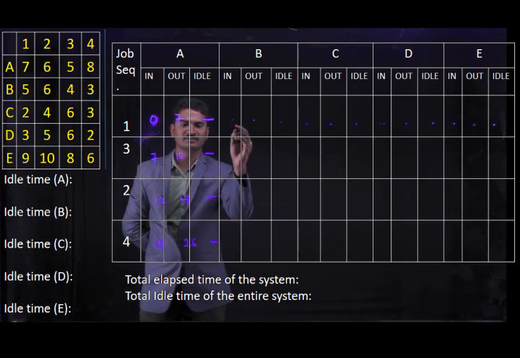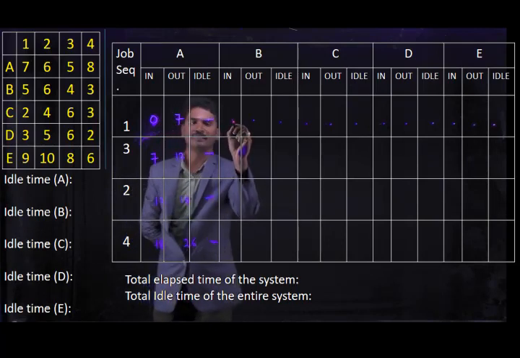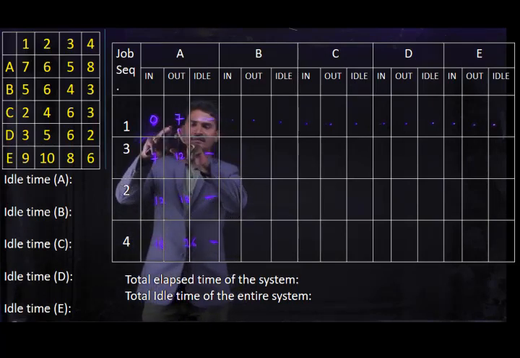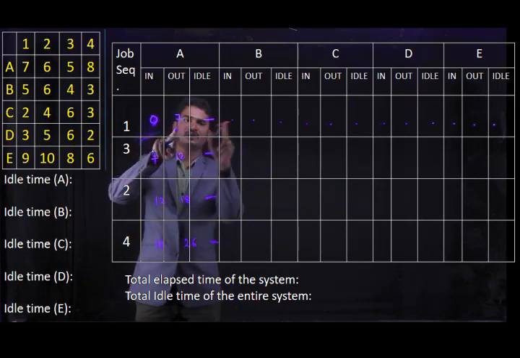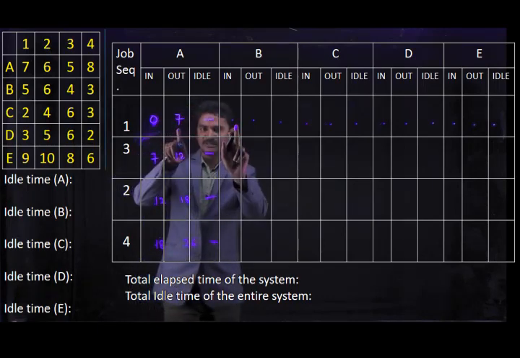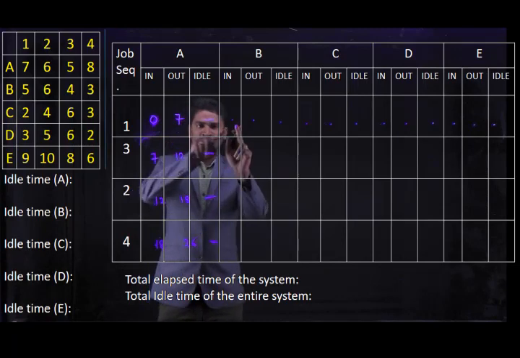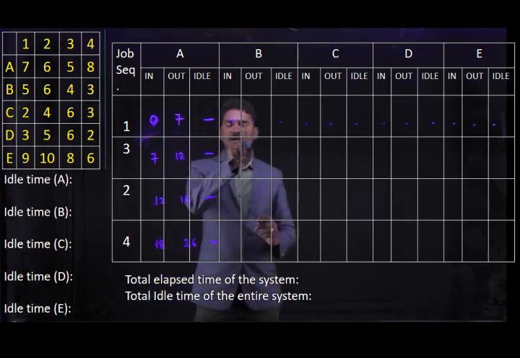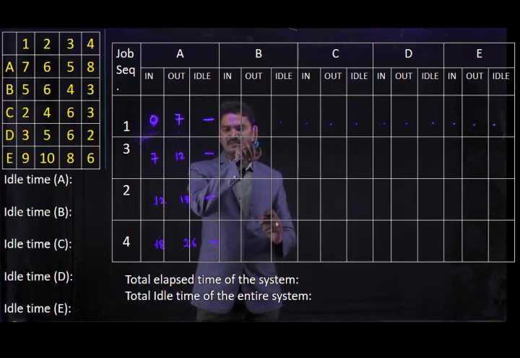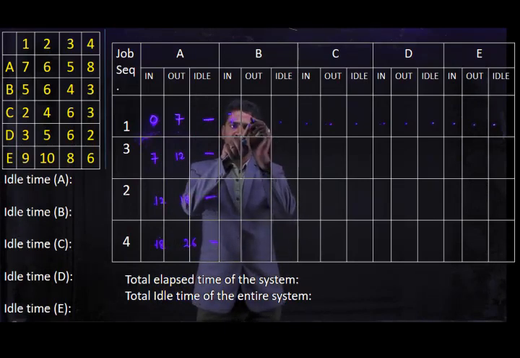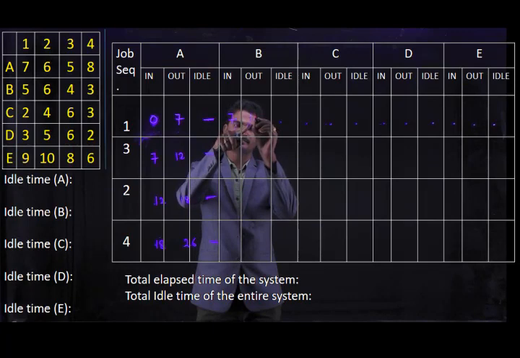Next, after completion of the machine A processing, we are coming to machine B. Here the first job completed at 7 hours, so we are going to start work at the 7th hour, and the processing time of the first job is 5 hours. So the total is 12 hours.